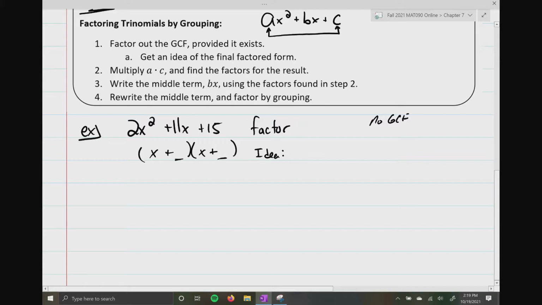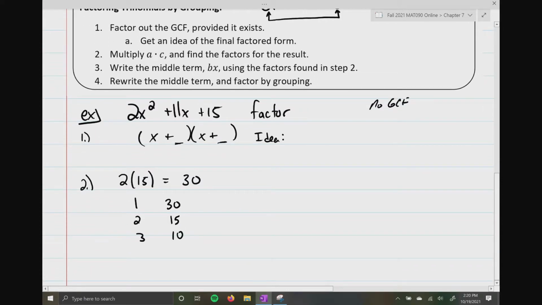Step 2. So we're going to multiply A times C. So I'm going to take 2 times 15, and that equals 30. And then I'm going to find the factors of this result. So 1 and 15. Sorry, I'm moving way too fast again. 1 and 30. 2 and 15. 3 and 10. Okay? I hope you're with me so far. Oh, forgot one more. 5 and 6.